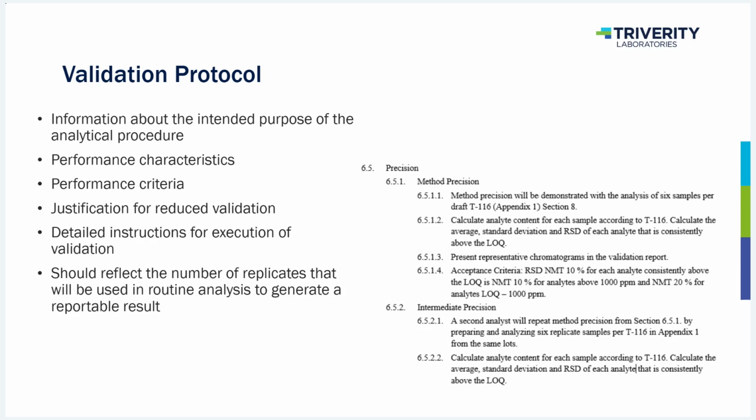And this is an example of one of our validation protocols over there, where we've got method precision, and we say method precision will be demonstrated with the analysis of 6 samples per draft T116, Appendix 1, Section 8. So we're very specifically saying you're going to test 6 samples per the draft method, which we attached as an appendix, and test it per Section 8, which is our sample preparation procedure. We go on to say how to calculate it, what exactly you need to calculate. We tell you to report a representative chromatogram in the validation report, and then we give acceptance criteria. So we're very, very specific.